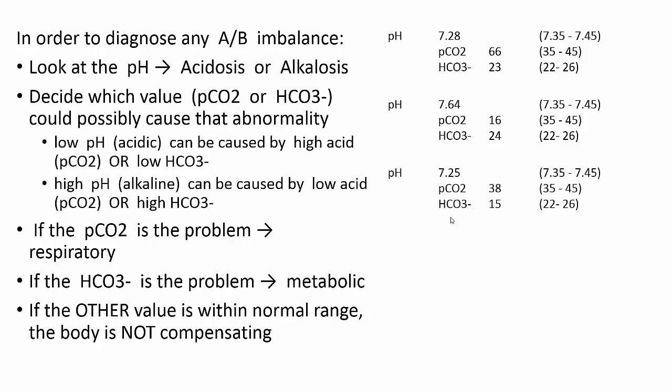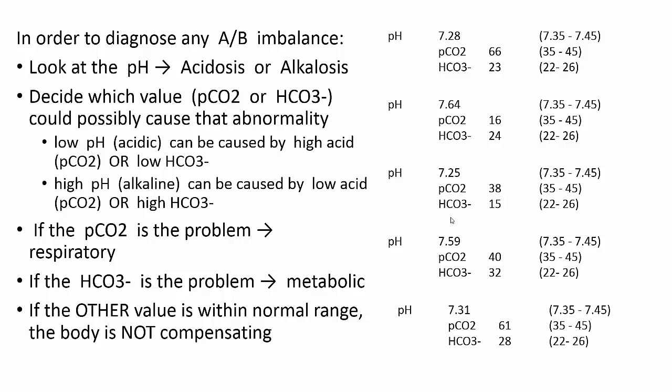Number 3, again, pH here is low. This is going to be acidosis. CO2 level is normal, but bicarbonate is low. So if bicarbonate is low, this is going to be metabolic acidosis. On the other hand here, 7.59, this is high. CO2 level is normal, but bicarbonate level is high. So in this case, we're going to see metabolic alkalosis.